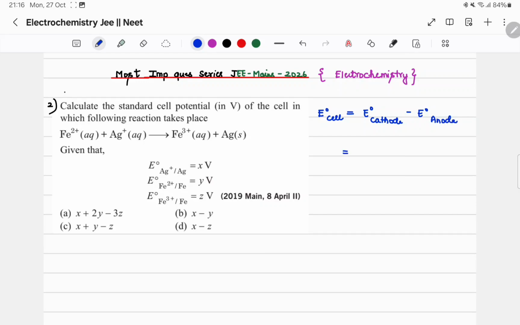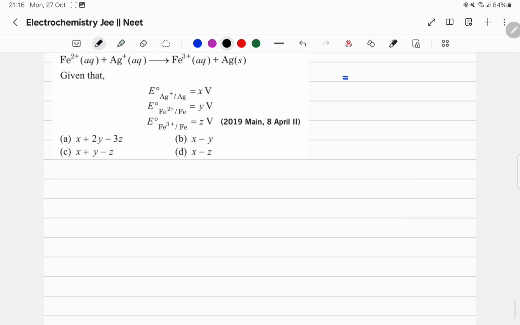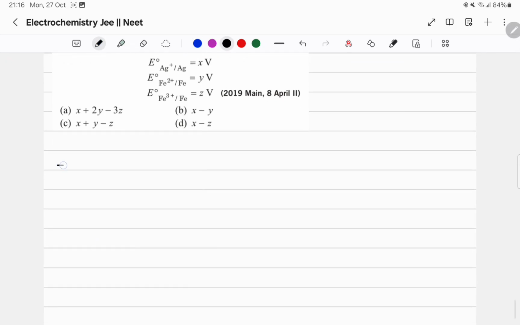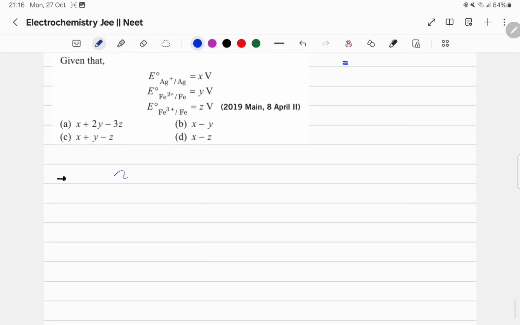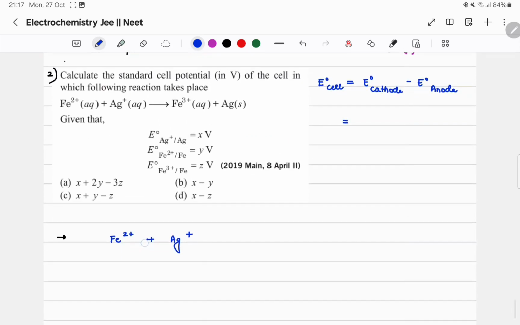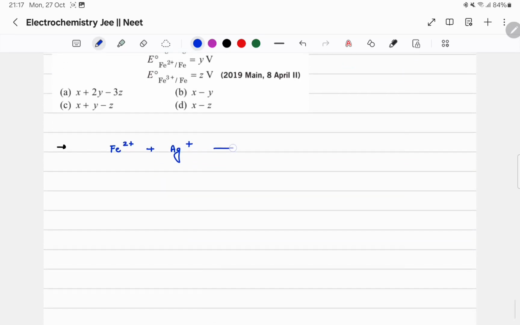The moment we write this, we need to know the cathode and the anode: what reaction is going to take place at the cathode, and what reaction at the anode. So let me explain with this reaction. The reaction is Fe2 plus reacting with Ag plus to give Fe3 plus and Ag solid.